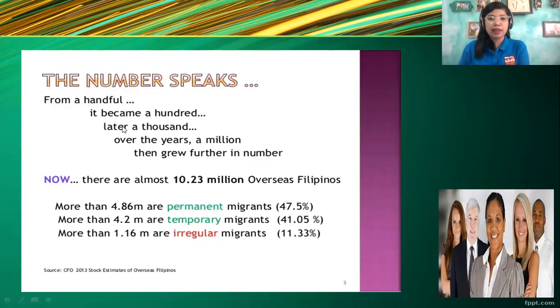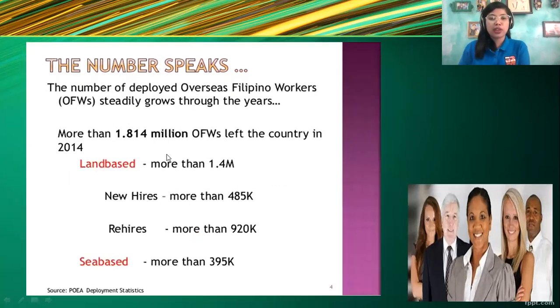So from 800, it became 1,000, and then over the years a million, and then grew further in number. So now there are almost 10.23 million overseas Filipinos, and 4.86 million are permanent migrants, which is equivalent to 47.5%, and then 4.2 million are temporary migrants, which is equal to 41.05%, and then 1.16 million are irregular migrants, which is equivalent to 11.33%. More than 1.814 million OFWs left the country in 2014. Land-based, more than 1.4 million: new hires more than 485,000, rehires more than 920,000, and then sea-based more than 325,000.